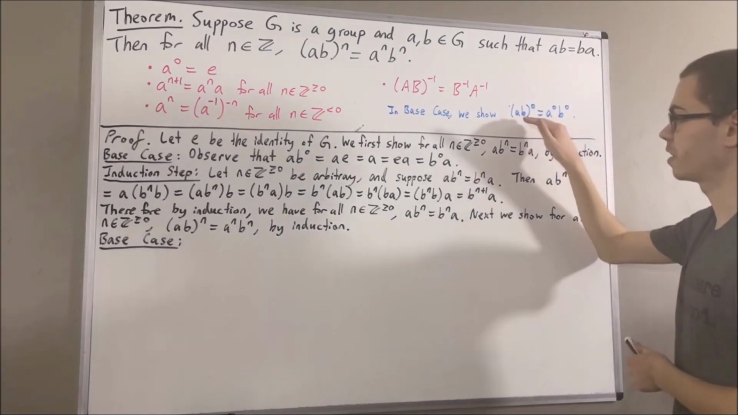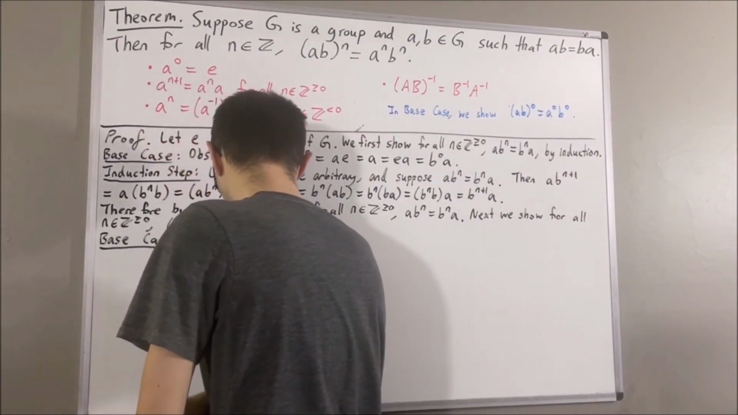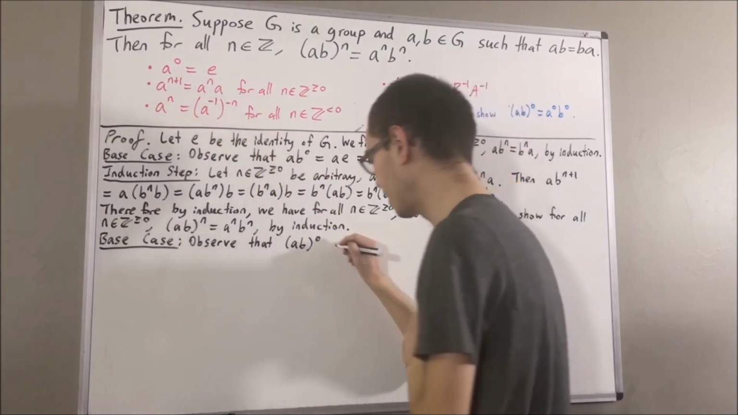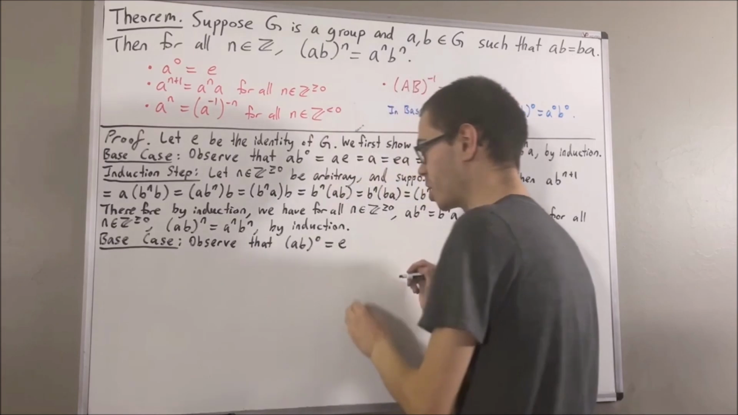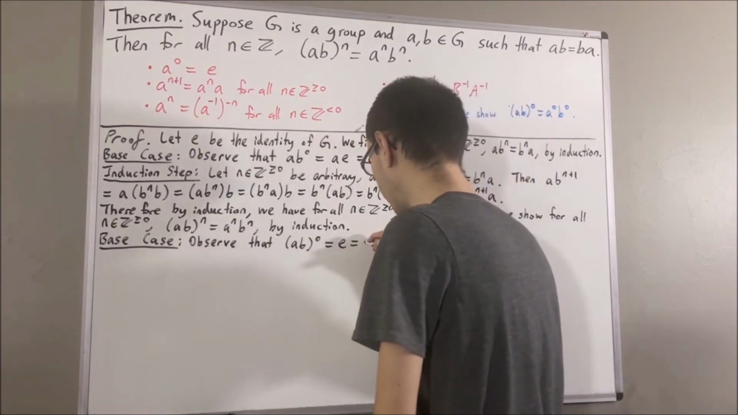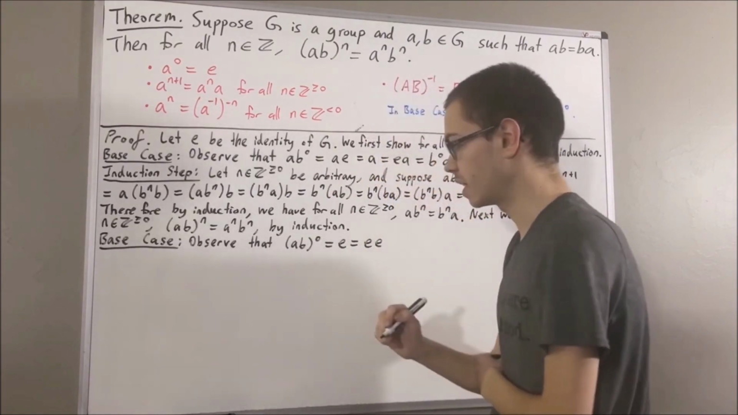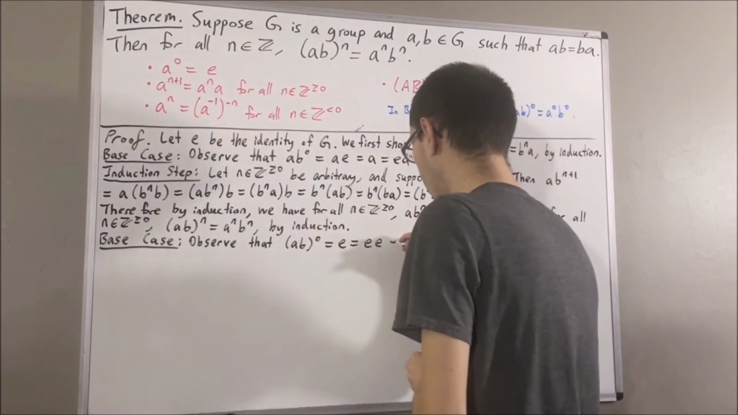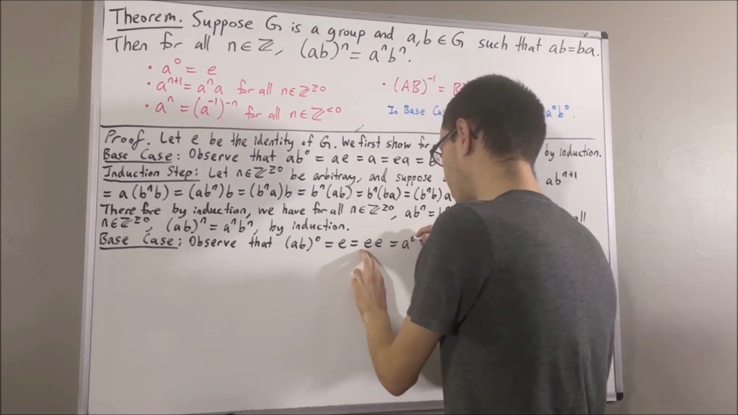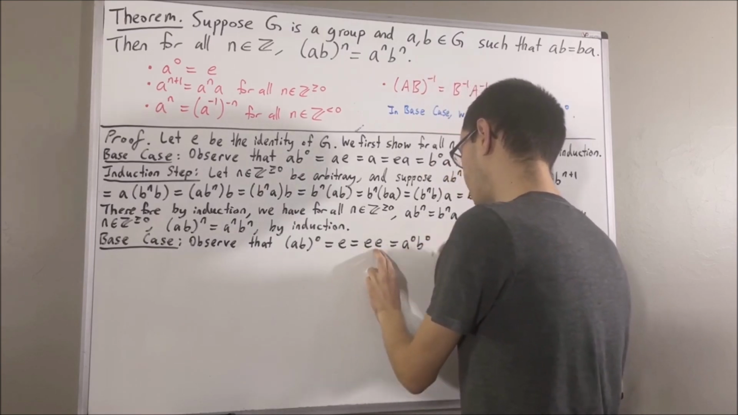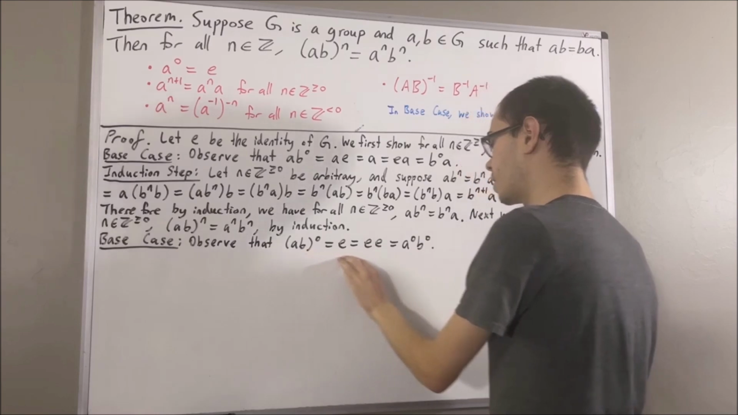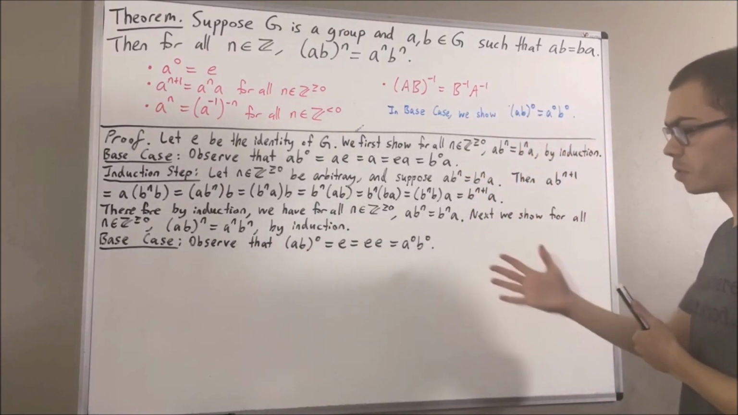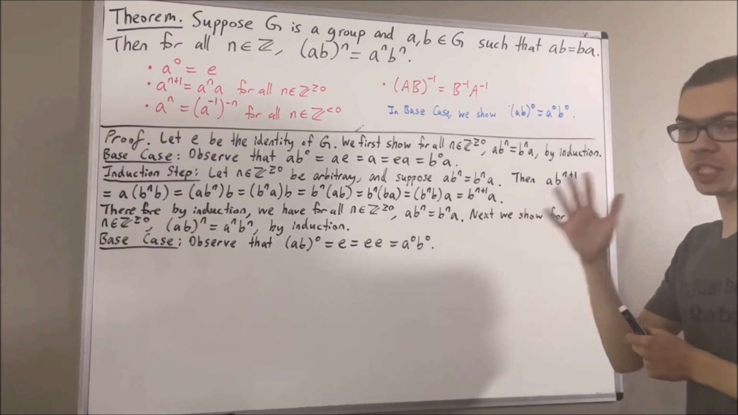So let's start out by writing the left-hand side. Now we know by definition, ab to the power of 0 is the identity element. By definition of the identity element, we know that the identity is equal to the identity times the identity. And then from the definition of exponentiation, we know that the identity is a to the power of 0, the identity is b to the power of 0 as well. So this chain of equalities shows that these two guys are equal. So this completes the base case. Now let's move on to the induction step.